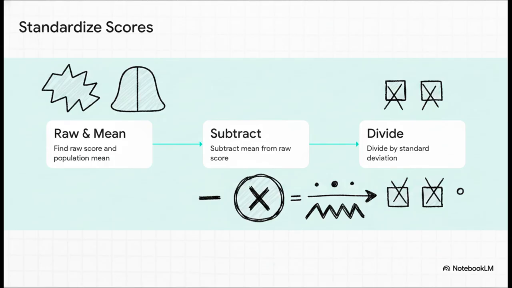Well, it actually comes down to 3 incredibly simple steps that let us standardize these completely different scores into one dimensionless quantity. First, you just take the raw score and the population mean. Then, you find the difference by subtracting that mean from the raw score. And finally, you divide that result by the standard deviation. By doing this, the actual units of the test just completely cancel out.